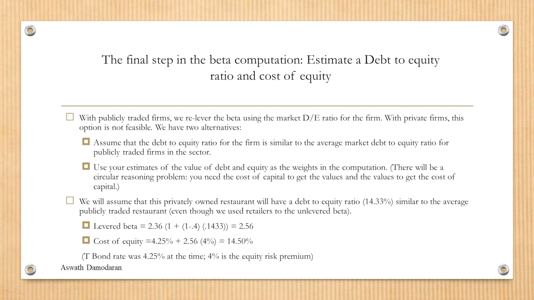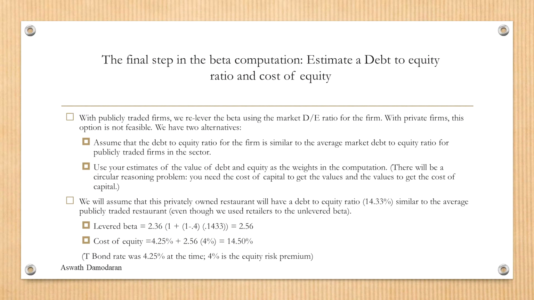If this is the case, then we can calculate levered beta based on the unlevered beta of 2.36, and the levered beta would be 2.56 when you apply this debt to equity ratio of 14.33%. You may say, hey, right now this restaurant has no debt. How do you utilize this debt to equity ratio of 14.33%? Well, when you do valuation, you look at what will happen in the future, right? And in the future, we expect that this French restaurant will have a similar capital structure as a typical benchmark company or comparable company on the market.